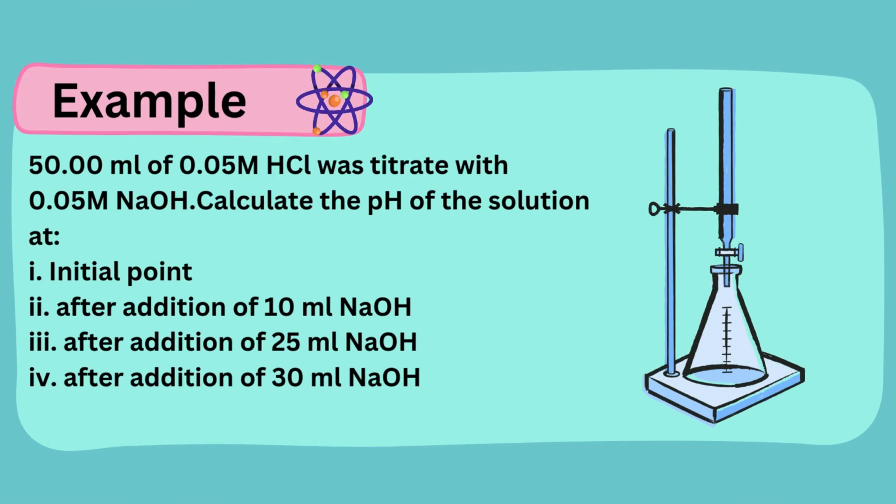Let's look at an example. You have 50 milliliters of 0.05 molar hydrochloric acid, and you titrate it with 0.05 molar sodium hydroxide. We will calculate the pH. 1. At the start, initial point with just the acid. 2. After adding 10 milliliters of sodium hydroxide. 3. After adding 25 milliliters of sodium hydroxide. 4. After adding 30 milliliters of sodium hydroxide. Step by step, we'll figure out how the pH changes.